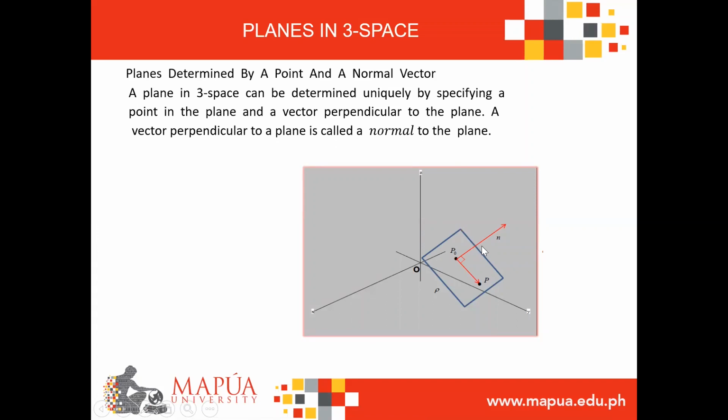So geometrically, we have here a plane drawn in the XYZ axis, and this plane is represented by the Greek letter rho. If we have a point P sub O, which is the initial point, and the terminal point P on your vector, and we draw a line or a vector perpendicular to vector P sub O P, so this normal vector is also perpendicular to the plane.